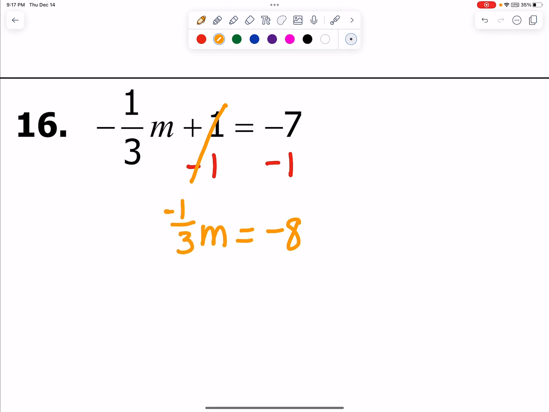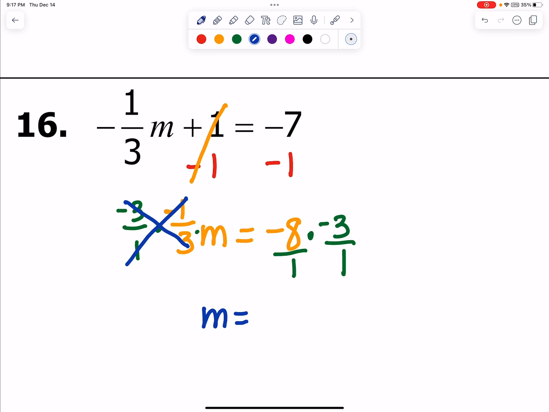Negative 1/3 m. So this is a times m. How do we get rid of a multiply negative 1/3? We divide by negative 1/3, but we don't divide fractions, everybody. What do we do? We multiply by the reciprocal. You got it. So times negative 3/1 to both sides. I'm going to make this a negative 8/1. And here we go. Let's physically cancel those out. And we're left with m equals negative 8 times negative 3, which is a positive 24.